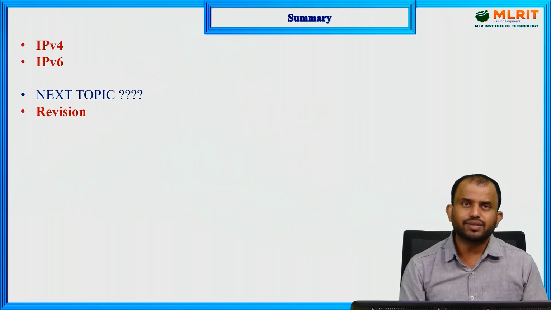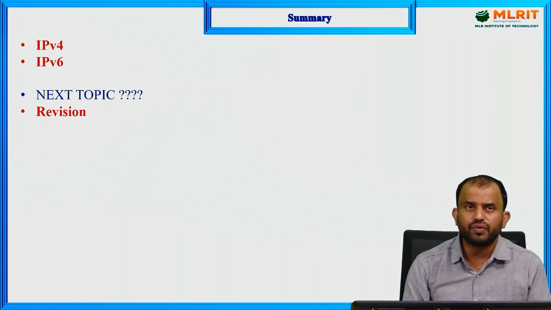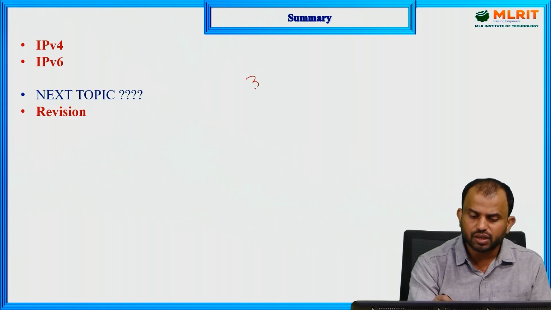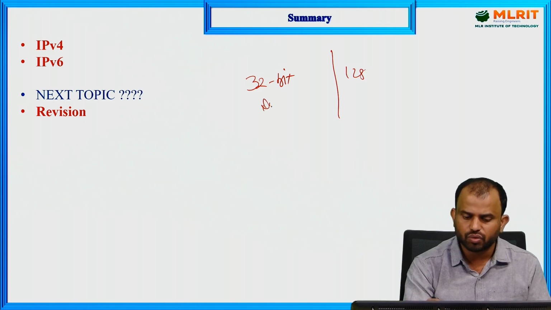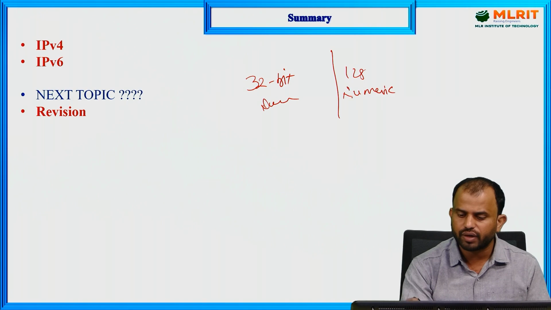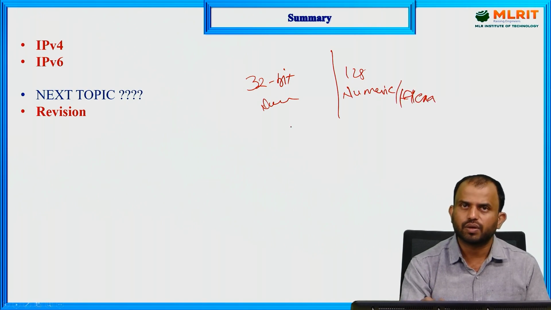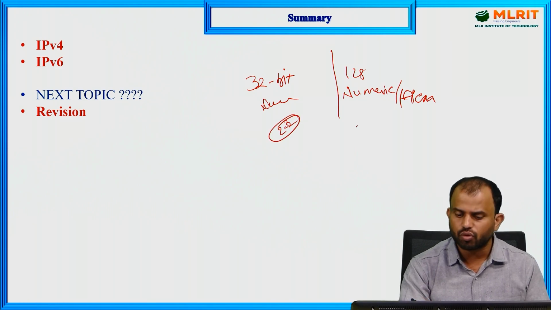But what is the comparison between IPv4 and IPv6? IPv4 majorly has a 32 bit range, but IPv6 has a 128 bit range. Here we have a numeric mechanism; in IPv6 we have numeric as well as hexadecimal values. Here you can accommodate 2 to the power 32 address range, but in IPv6 you can accommodate 2 to the power 128 range.